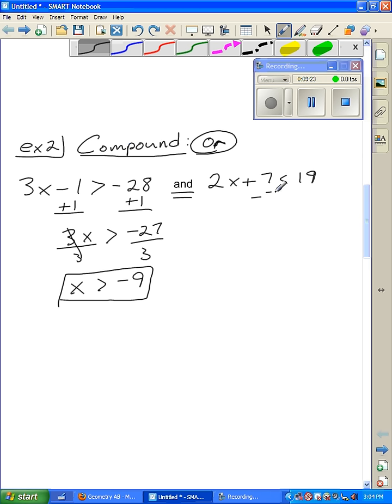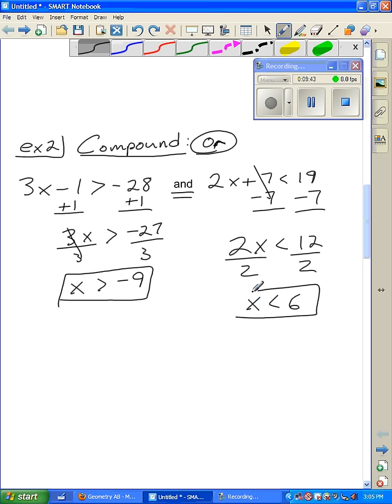All right, let's get over here on the right side now. Subtract 7. Subtract 7. Gone. 2x is less than 12. I'm going to divide by 2. And x is less than 6. And there's that.